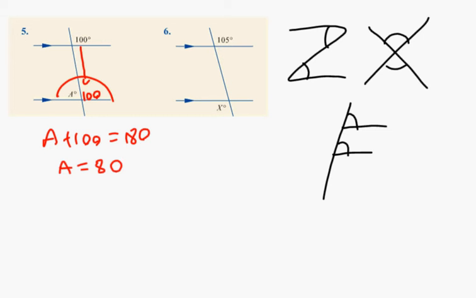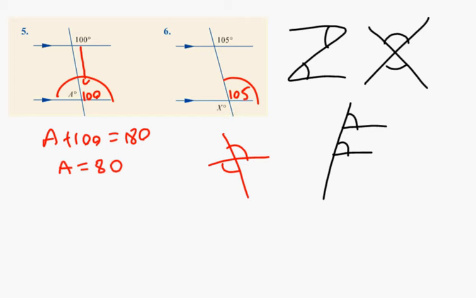Could anybody tell me, we can do this two ways. The first thing we could do is what we did last time. That there equals 105. Why is it 105? Corresponding, and X will also equal 105 for what reason? Vertically opposite. So do you get that? The X is the same size as the 105.